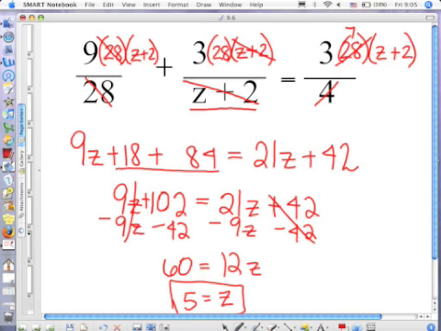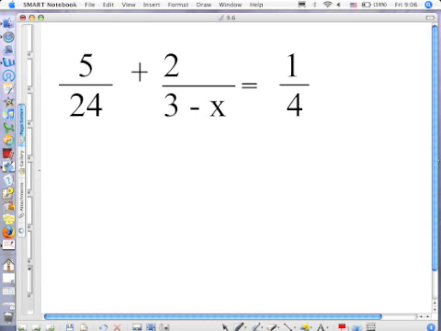Finding a common denominator and multiplying each term by that in order to reduce or get rid of the fractions, and then solving the equation and remembering our restrictions. Are there any questions on this problem? Okay.